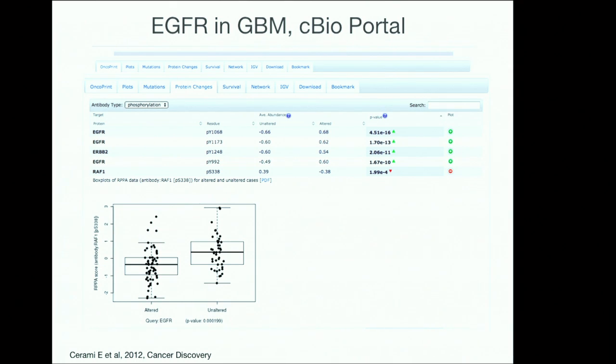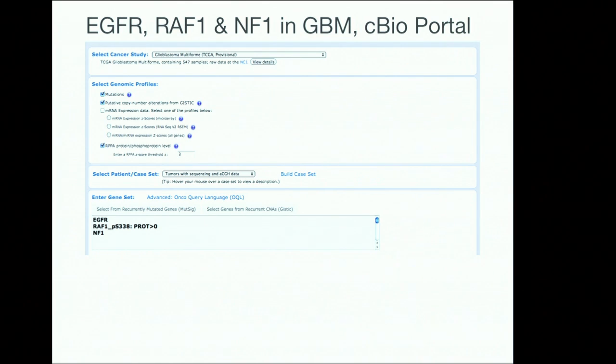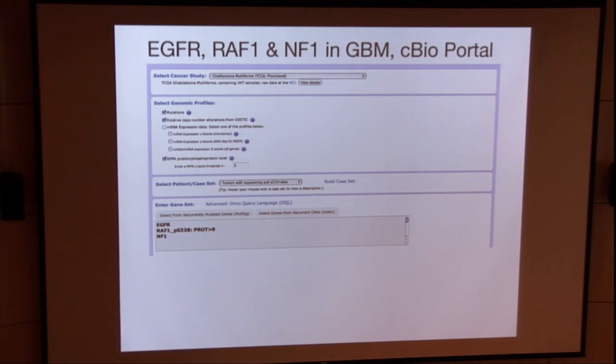So in GBM, for instance, we know that NF1, a tumor suppressor gene, is often either deleted or mutated, which results in a loss of function. So now in this query, just for the sake of demonstrating our database, I put in NF1 here, but also the RAF1 phosphorylation site here. So any protein that's highly upregulated in RAF1, we can now query that.